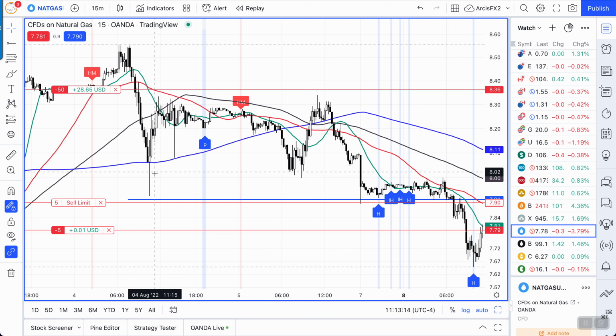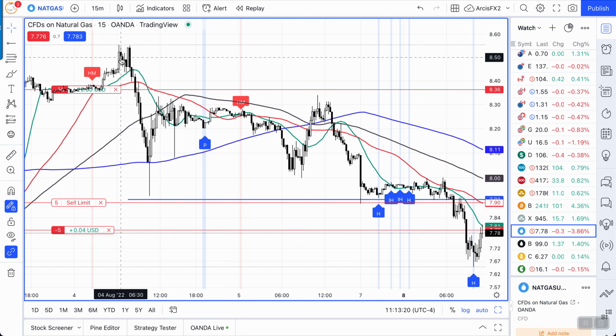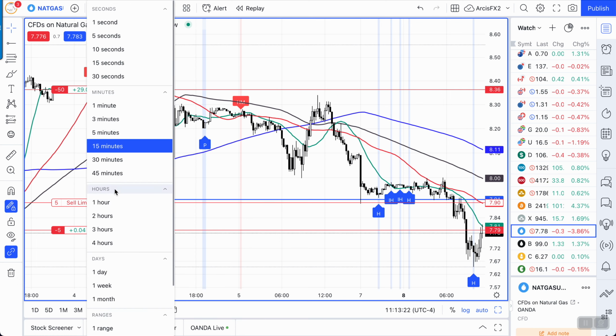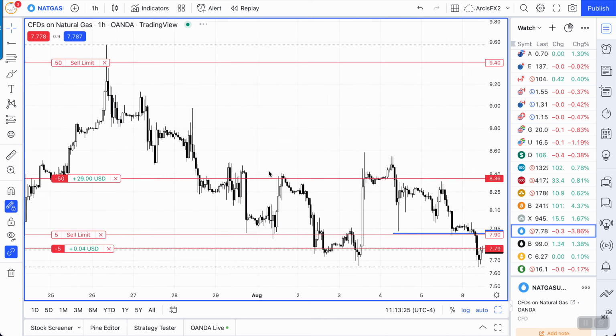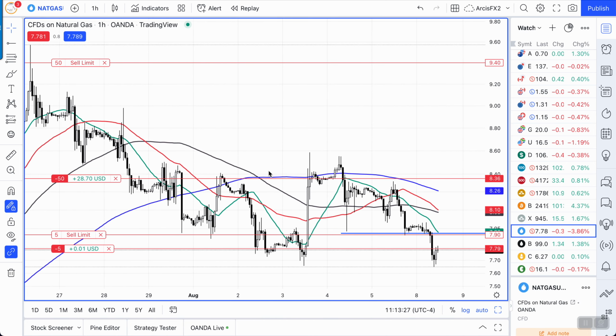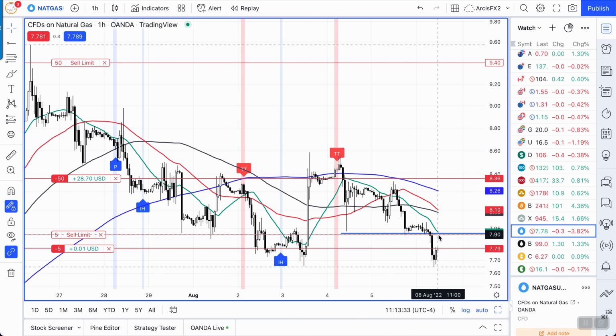So you can see we bounced off there, pierced through this 200-period moving average. This is a 15-minute chart. We could actually switch to an hour chart as well. We'll see a similar sort of pattern. So there's the hour chart. That's exactly what I was talking about. There's the support through which we broke down through there. We haven't had a retest of it on the hour chart.